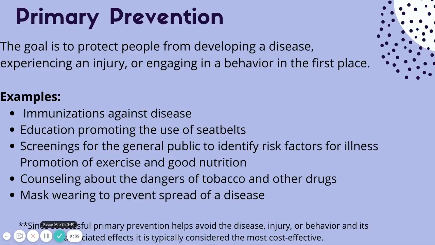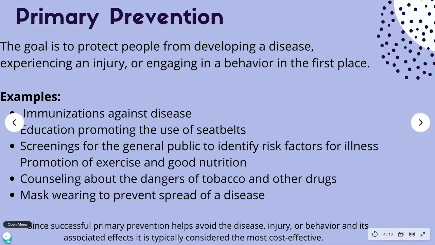high-risk behaviors. A big thing with COVID too, mask wearing, is a big example of primary prevention. We're trying to stop the spread of the disease. So a lot of places you have to wear masks, right? That's a primary prevention strategy. Other examples of primary prevention include immunizations, right? If you're vaccinated against a disease, that's going to prevent or stop or slow the spread of that disease.